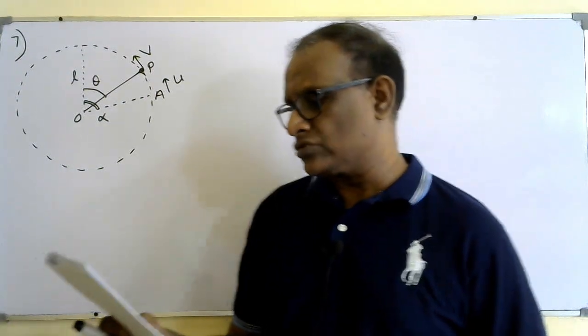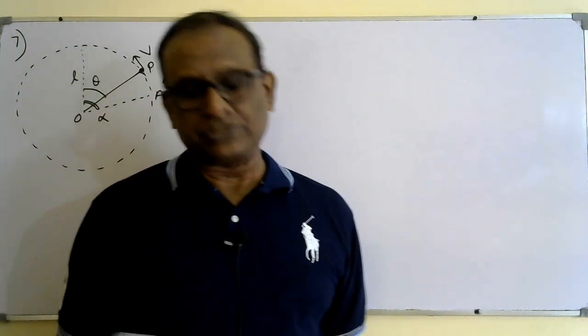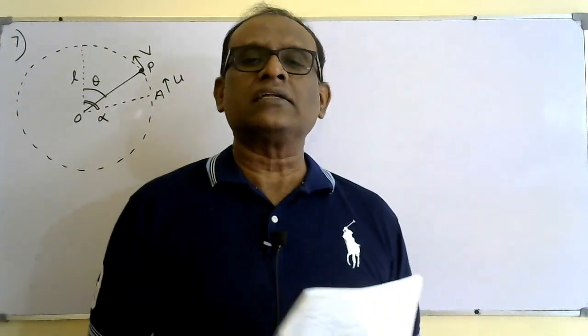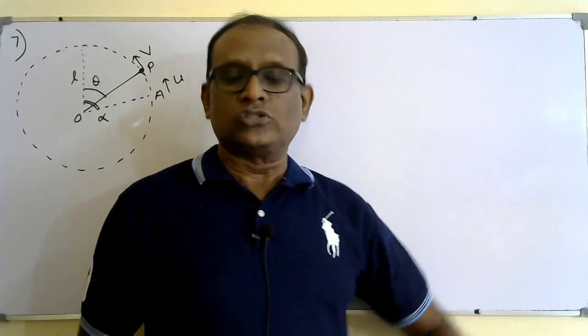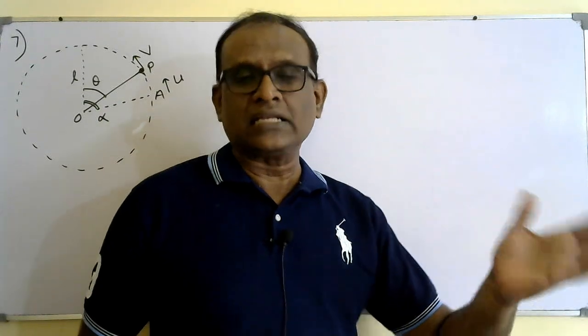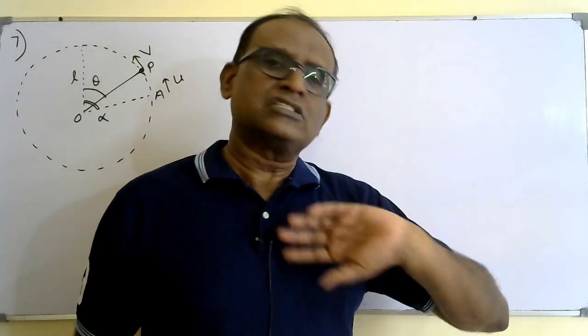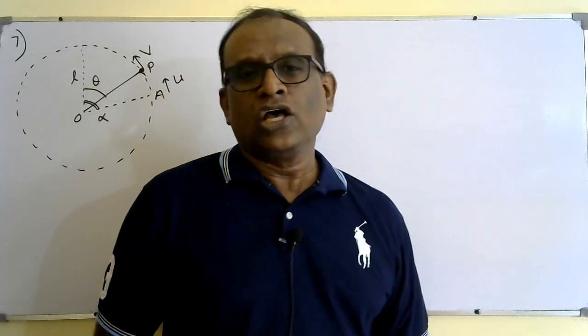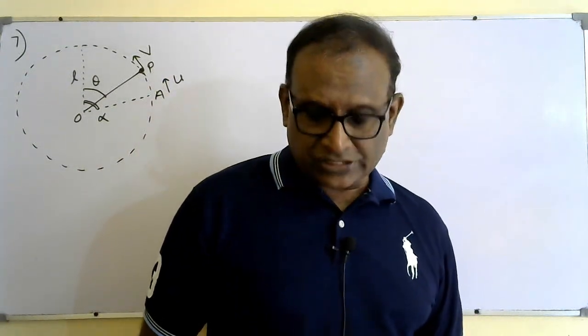Show that V squared equals u squared minus 2gL(cos theta minus cos alpha). That last part is what we have to show, so it's not an issue. In circular motion, mostly vertical circular motion, to find the relationship between initial speed and final speed, or the relationship between speed at two different positions, we use the law of conservation of energy.